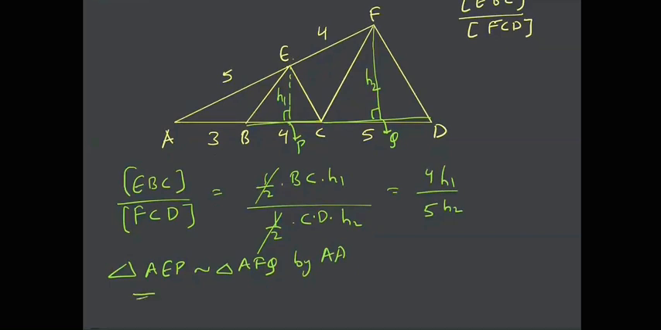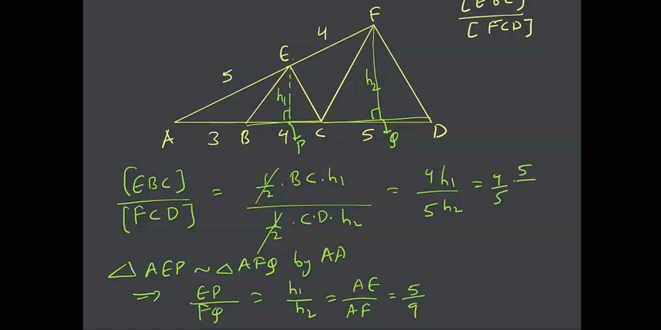So then what can you tell about EP over FQ? That is h1 over h2. So this is nothing but AE over AF, right? So AE over AF is 5 over 9. So we'll just put in the values here. So value of AE is 5, value of AF is 9. So you'll get the answer as 4 over 9. Okay, is this clear? Okay, so let us move on.